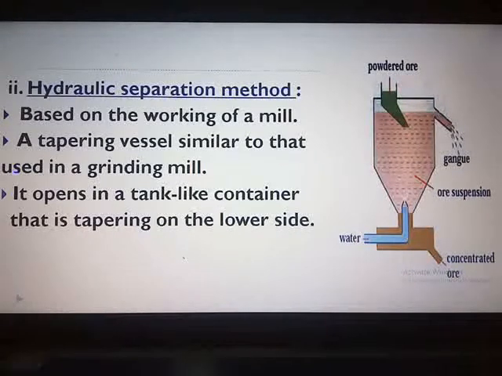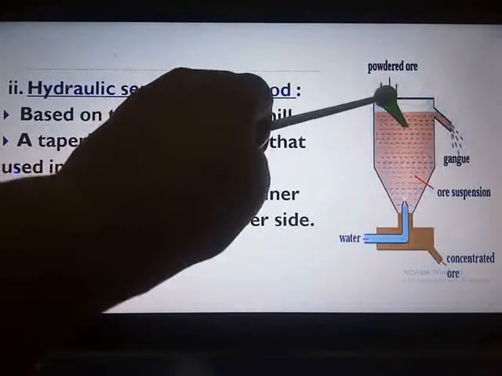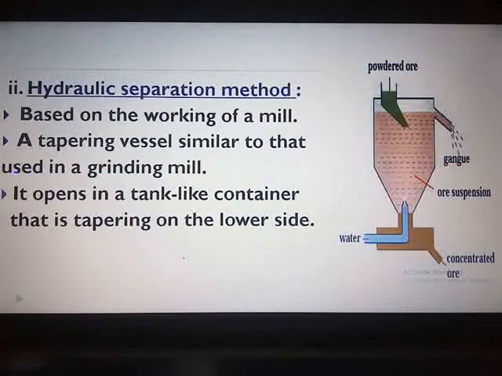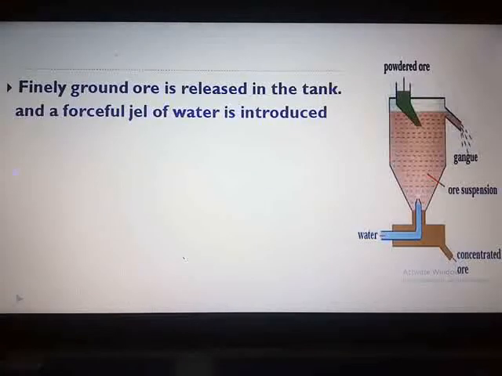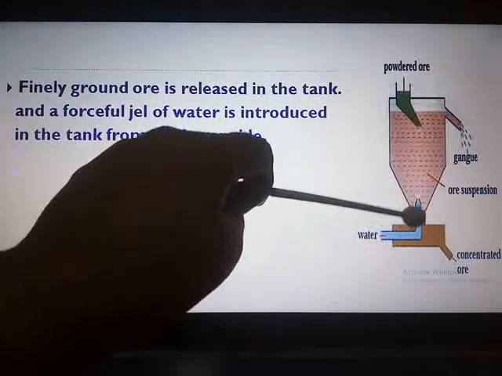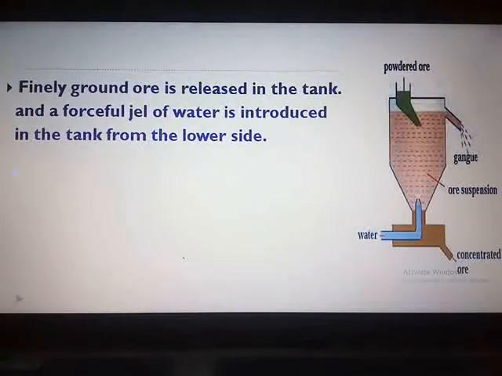Now here if you can see that tank, it has an outlet for water on the upper side and the water inlet on the lower side. So this is the structure. Now let us see how this method functions. Finely ground ore is released in the tank. You can see here powdered ore. Finely ground ore is released in the tank, and a forceful jet of water is introduced in the tank from the lower side. You can see this is the inlet for water.